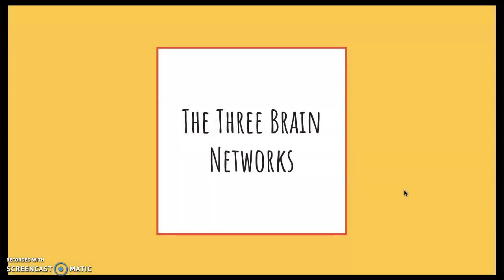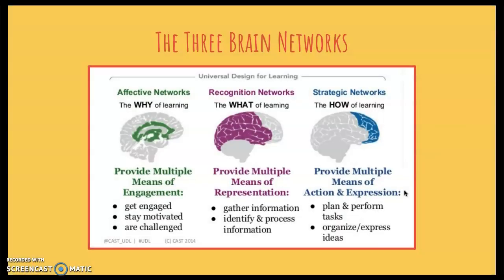Lastly, we're going to take a look at the three brain networks which compose UDL principles. The affective network, the recognition network, and the strategic network. The affective network is the why of learning, so the engagement. Recognition is the means of representation, so how are they going to gather information and process it. Then the last one, the strategic network, is the how of learning. So providing our students an opportunity of means of expressing or demonstrating what they have learned, their ideas, etc.